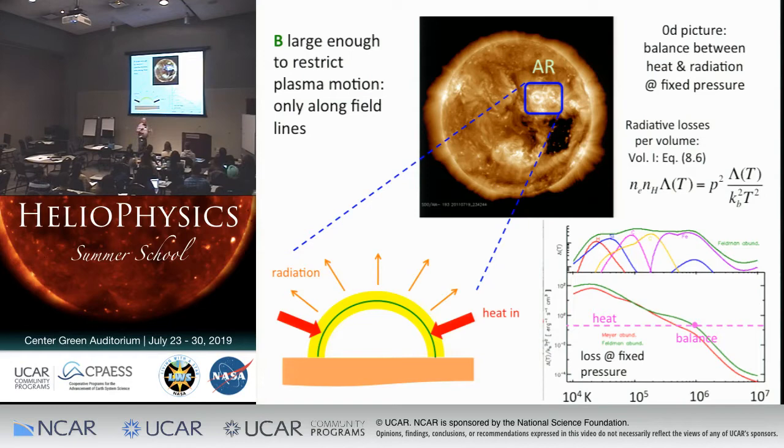The real problem with this getting less efficient as you get hotter is that if I imagine I'm at balance and then something knocks me so that I get a little bit hotter, same amount of heat in, but now less radiation out, less cooling. What happens if I tip the balance that way? What's going to happen to the temperature of the plasma if it now has more energy going in than out?